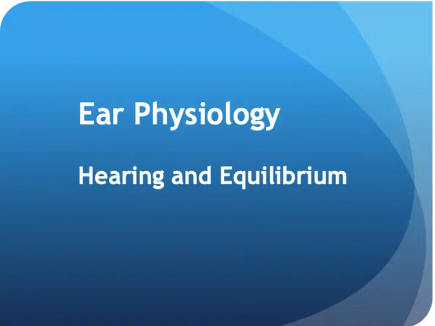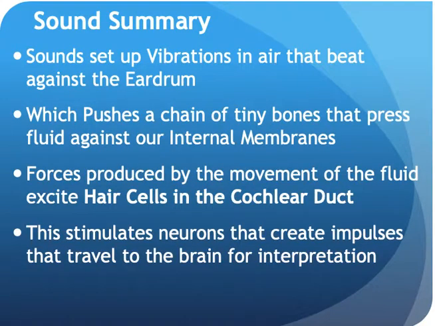Okay, so here is our sound summary. We've talked about this a little bit already. Sounds set up vibrations in the air that beat against the eardrum. So everything again is coming in to that ear. It's going to run up against that eardrum. This is going to push a tiny chain of bones that press fluid against our internal membranes. Forces produced by the movement of fluid are going to excite the hair cells in our cochlear duct, and then this is going to stimulate neurons that are going to create impulses, and those impulses are going to be sent up to the brain for interpretation.